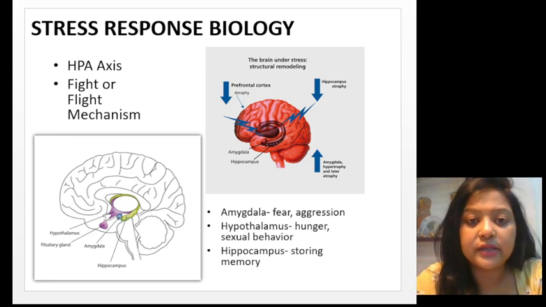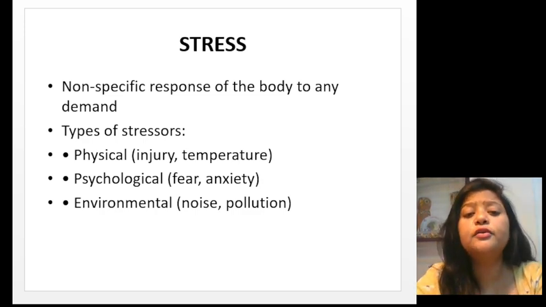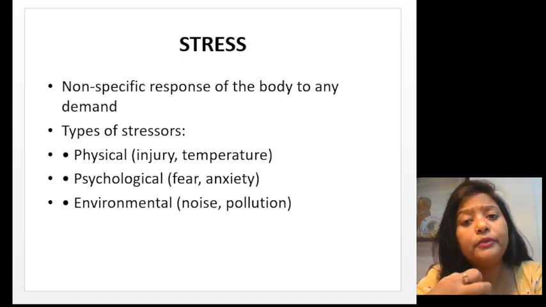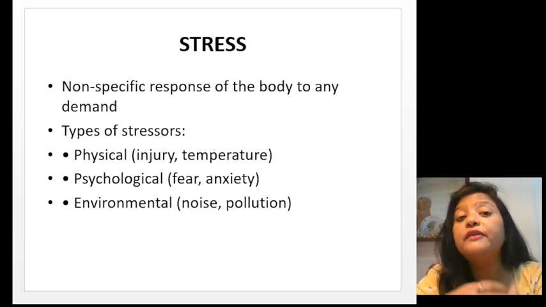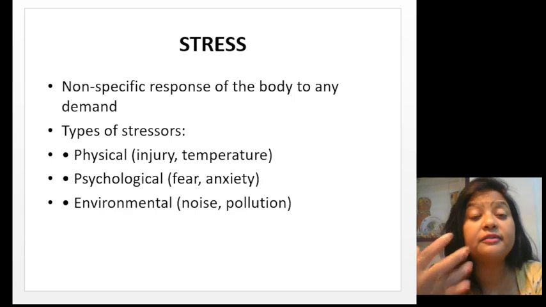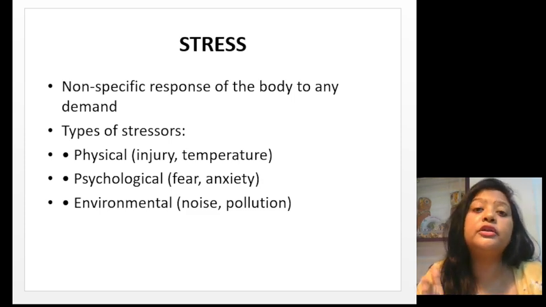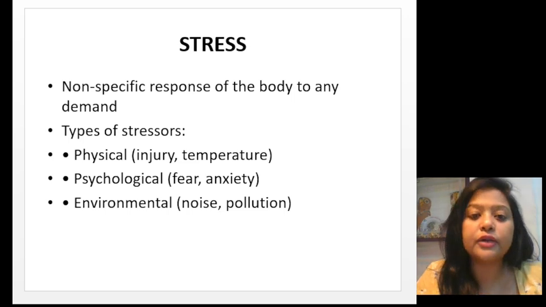Okay, now moving on. Stress. How do you define stress? Normally there is a way your body acts or behaves. When your body is not behaving like that, when it is not responding in a specific way, it's called stress. That time you feel stress because it is not going in the normal way. Something different is occurring in your body.